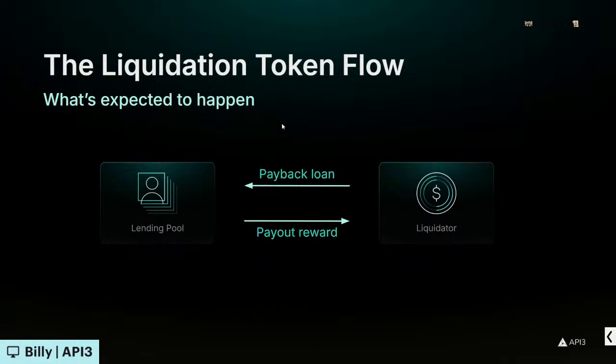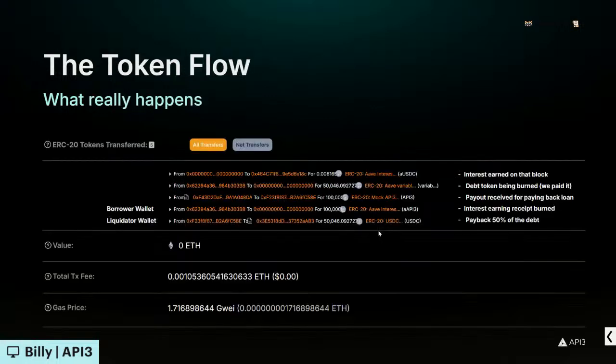The liquidation token flow. This is what you expect to happen, right? Me as the liquidator, I expect to pay back the loan. I'm paying back the 350 USDC, and I'm expecting the lending pool to say, all right, here's your reward. So 2 transactions, right? That's not what really happens. You get this whole thing happening with going back and forth and all these random things happening in the back end. So let's take it from the top.